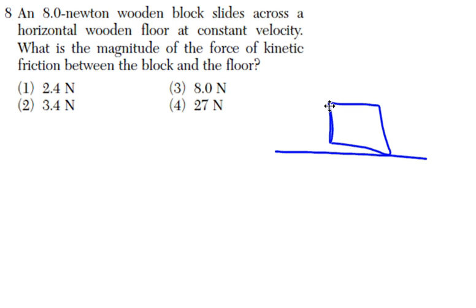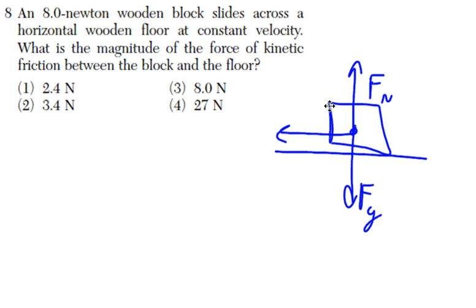So this is our block, and these are the forces acting on it. We have the force of gravity acting downwards, the normal force pushing upwards on the block, and the force of friction acting backwards. If it's moving at a constant velocity, there must also be something pulling on it forwards, an applied force, Fa.